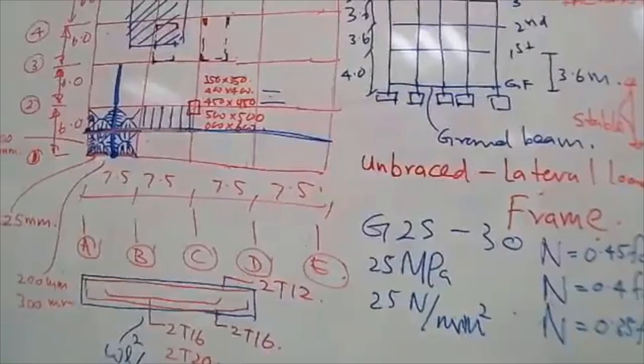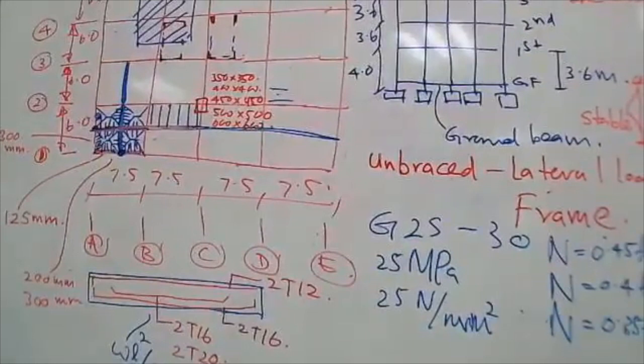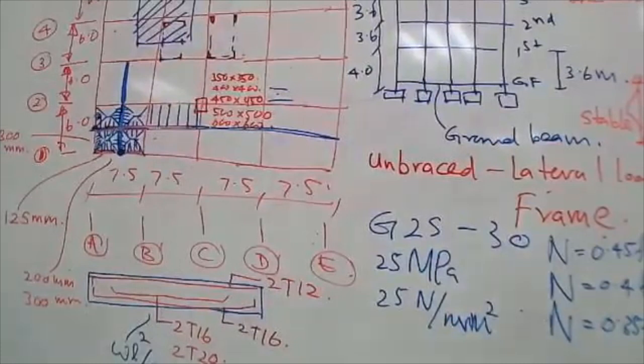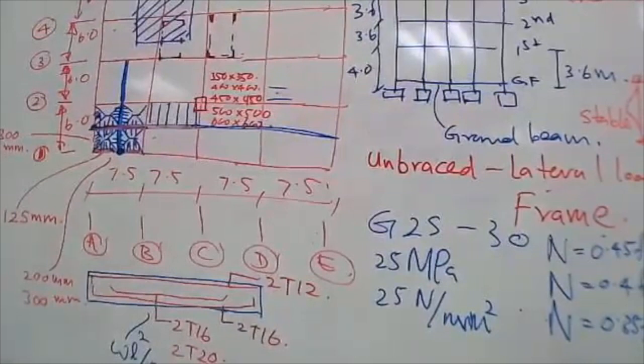But now we remove the shear walls, no concrete walls, only a few columns around the lift core. Who is carrying all the lateral loads? The frame is carrying all the lateral loads. If the frame is carrying all the lateral loads, what will happen to the frame?